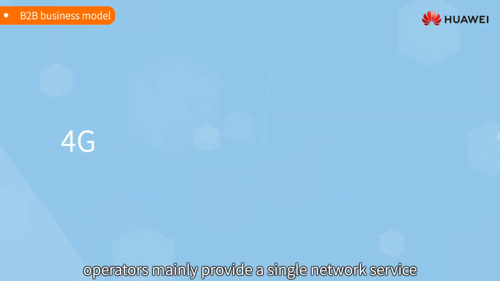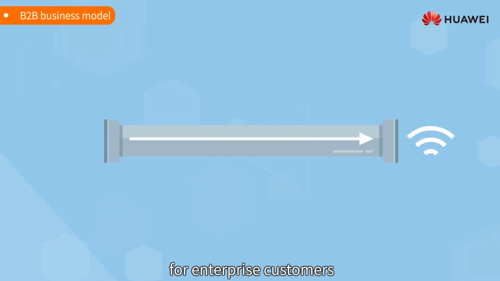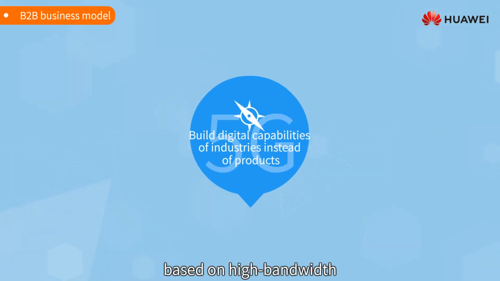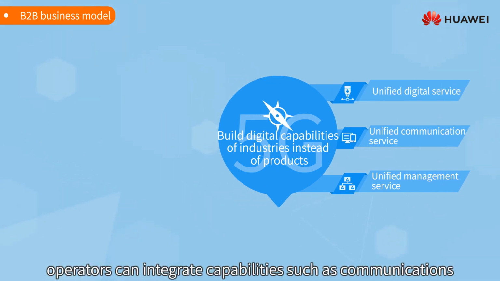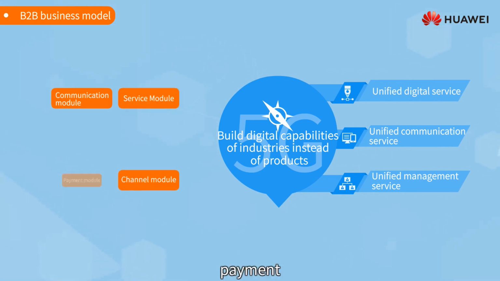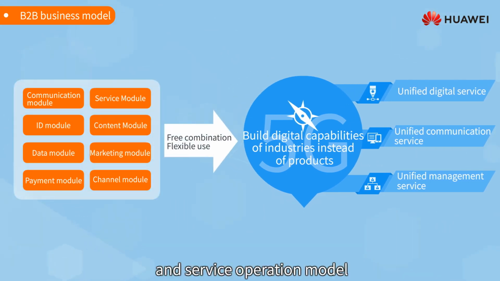In the 4G era, operators mainly provide a single network service for enterprise customers. While in the 5G era, based on high bandwidth, high reliability, low latency, and low-cost networks, operators can integrate capabilities such as communications, service, channel, payment, and location to operate in the platform operation model and service operation model.